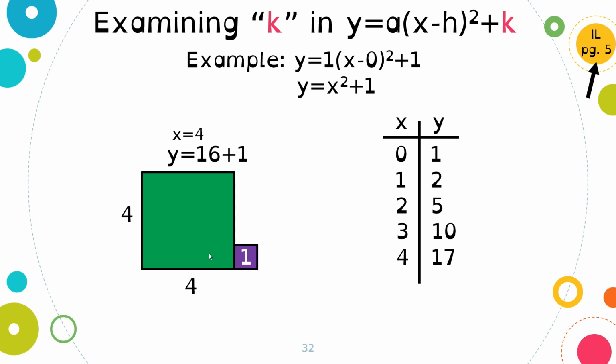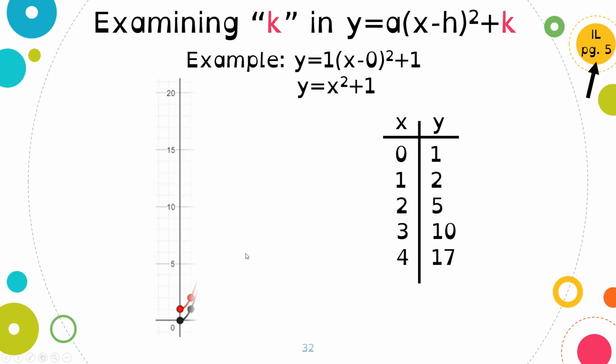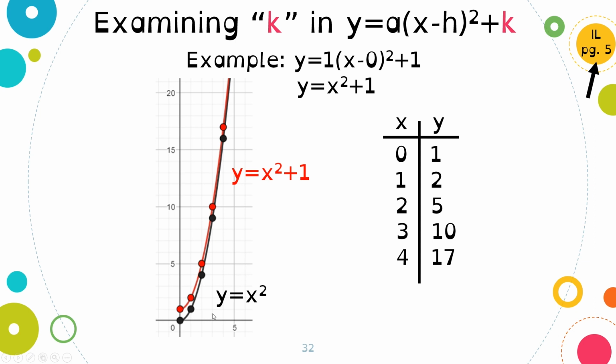So our pattern has shifted. Our x values are still the same, we pick the same ones, but our other values have changed. They've shifted, they've moved, they've increased by 1 because we added 1 each time. If we graph that, we can see that y equals x squared is still our parent function, the black one, but this red function, y equals x squared plus 1, is our new function that we were investigating, and each of our points has now shifted up 1. So our whole parabola has shifted up because we added 1 to it.